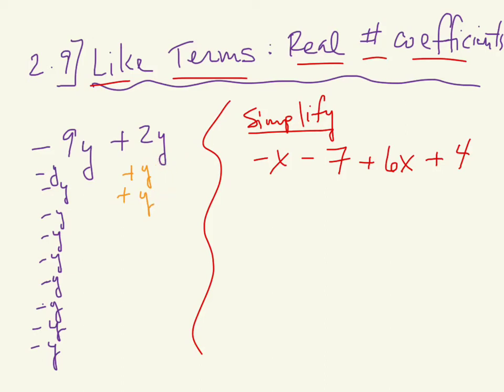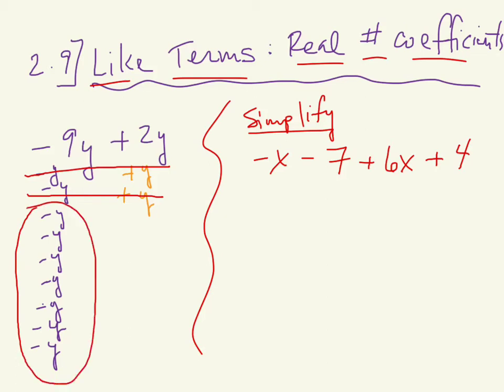So what happens is one negative y and one positive y cancel. This one negative y, this positive y cancels. And you're left with this many negative y's. That's 7 negative y's. So that is -7 y's. You're going to have to do this throughout the whole book.